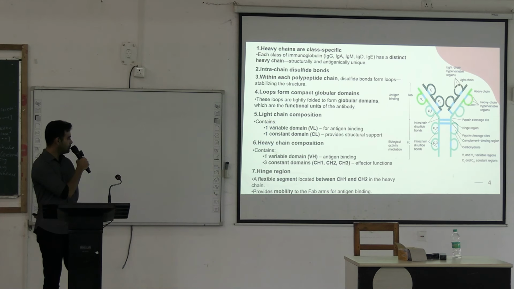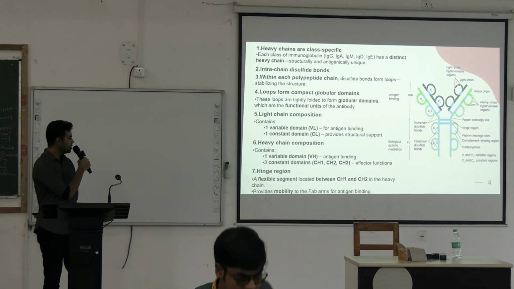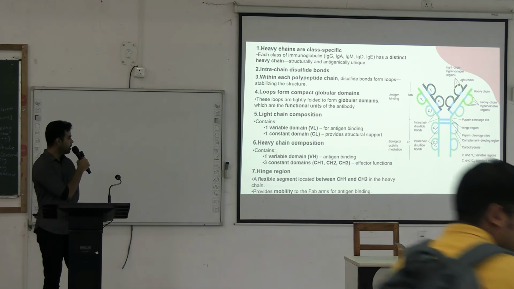Hinge region, a flexible segment located between CH1 and CH2 in the heavy chain, provides mobility to the FAB arms for antigen binding.